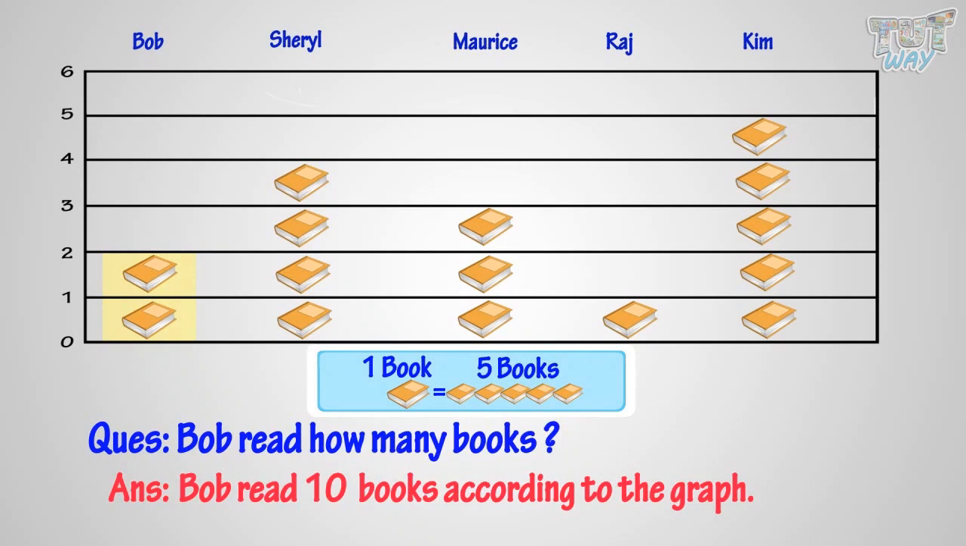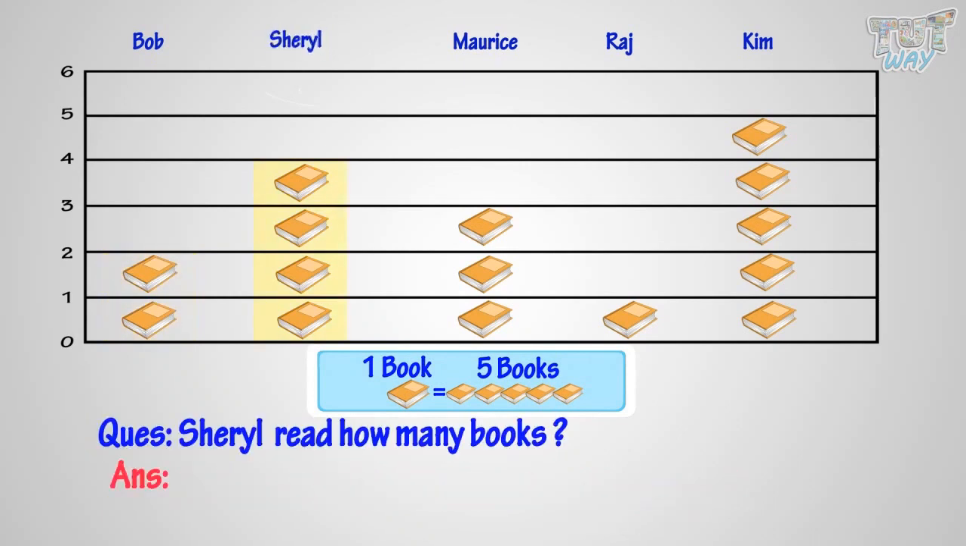Can you tell Cheryl read how many books? Let's count. There are 4 book symbols, and 1 book means 5 books. 5 plus 5 plus 5 plus 5, or 5 times 4 equals 20. So Cheryl read 20 books.